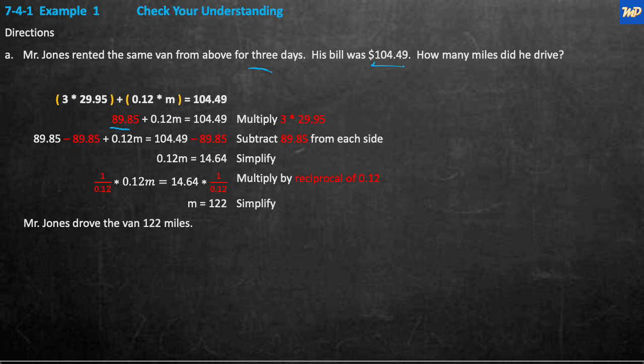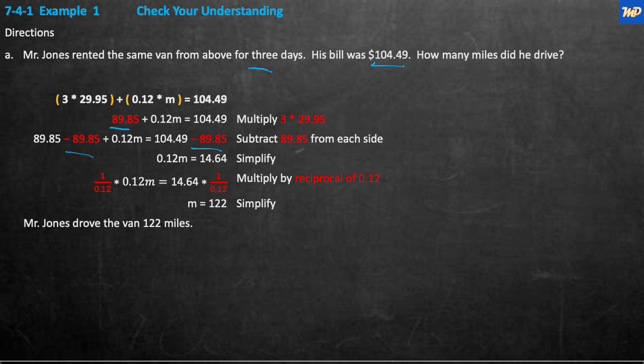Then we're going to clear the addition and subtraction. We're going to undo it. So this time we're going to subtract $89.85 from both sides, and we'll end up with 0.12m, 0.12 per mile times the number of miles. And we're going to subtract $89.85 from $104.49, and we're going to get $14.64 under our simplification step.